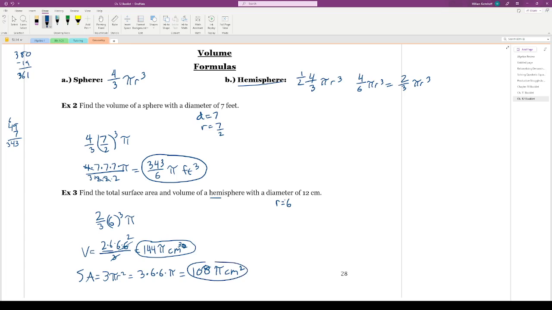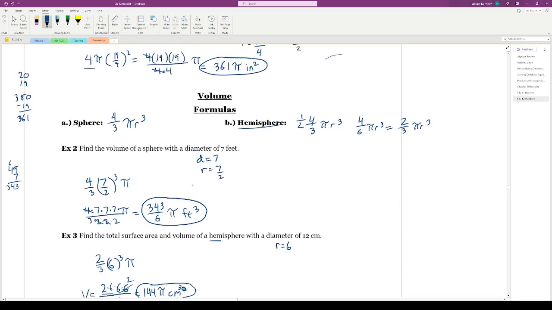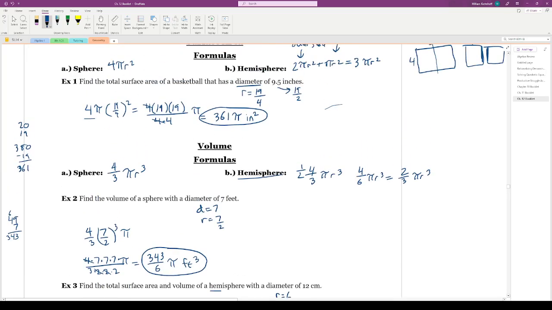So nothing too complicated here, literally just plugging into formulas, and if you forget the hemisphere formulas, you can always rederive those because they're just based on the whole sphere formula. You do kind of need to know these two, 4/3 pi r cubed and 4 pi r squared, or have a formula chart that has them on it.